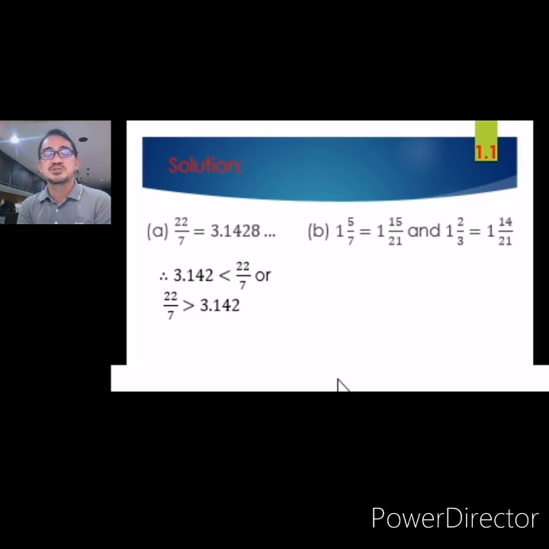If you're comparing two fractions having different denominators, first convert them into their respective equivalent fractions, meaning the same denominator. Since our denominators are 7 and 3, the common denominator must be 21. That's why we have 15 over 21 and 14 over 21. After converting the fractions into their equivalent fractions, that's the time you will compare your numerators. The greater the numerator, the greater the value of the fraction. So therefore, we can say that 1 and 5 over 7 is greater than 1 and 2/3, or 1 and 2/3 is less than 1 and 5 over 7.